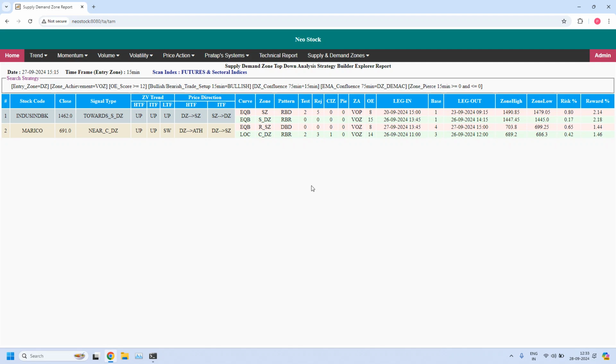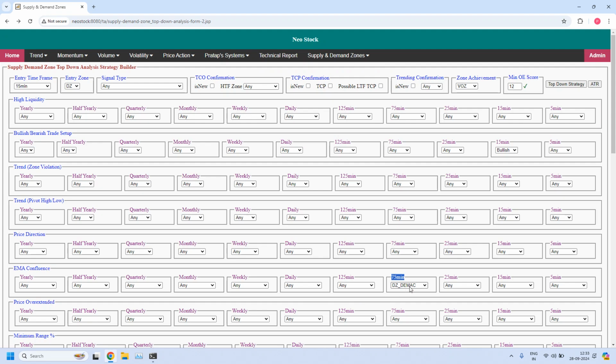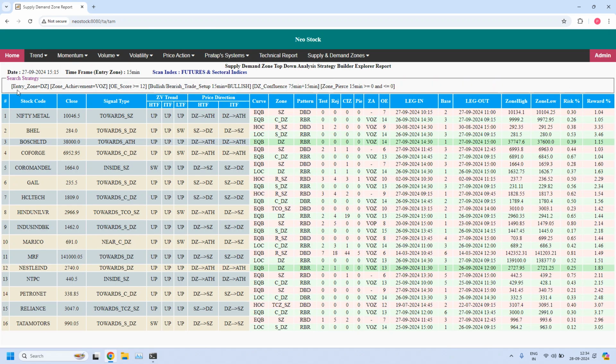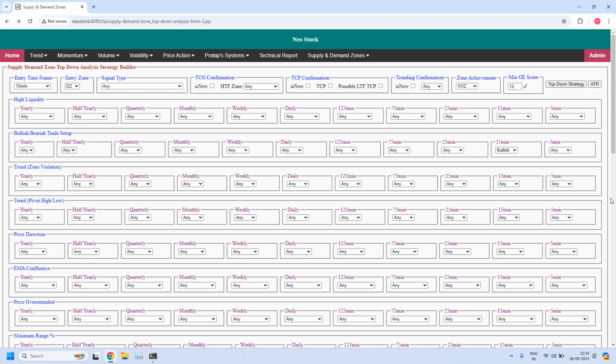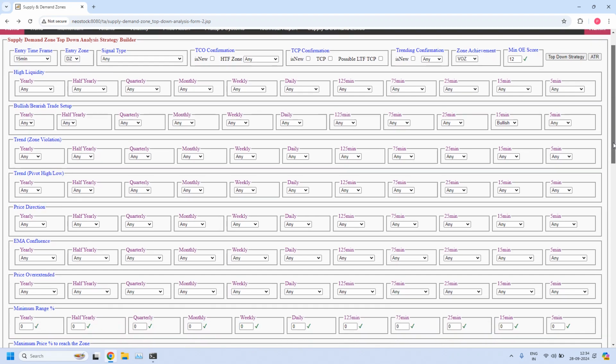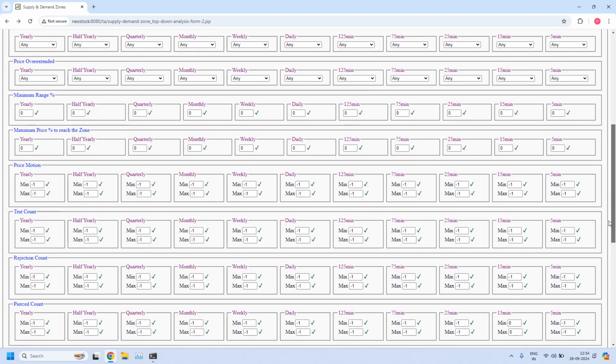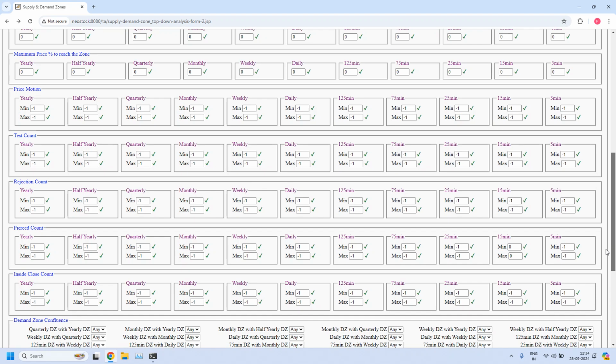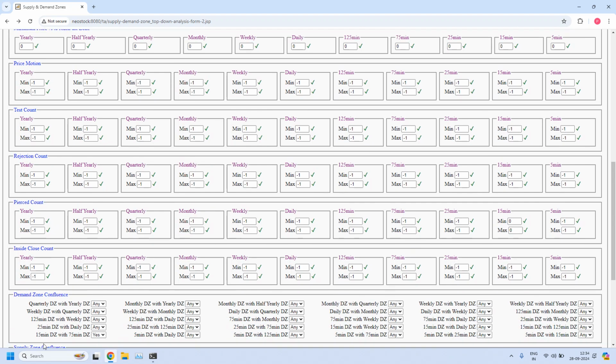Okay. Next, let us look for LTF, ITF, HTF confluence. I have to remove this EMA filter. Earlier, how many with the ITF? 16 stocks. From these 16 stocks, how many LTF, ITF, HTF are supporting? We need to check LTF, ITF, HTF demand zone confluence.